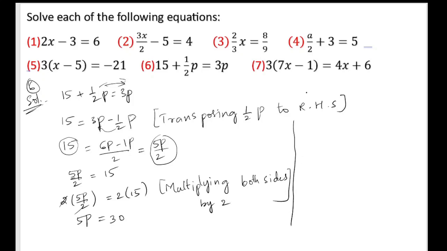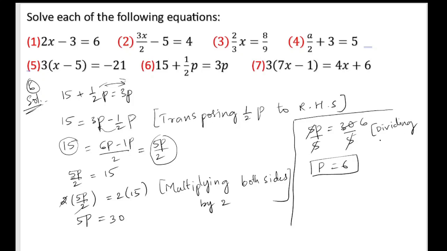Next we need to remove this 5. For that, 5 is in multiplication, so we will do the division. So 5p is equals to 30, divided by 5 on both sides. So 5 ones are 5, 5 sixes are 30. So p is equals to 6. Therefore the value of p is 6. So let us write down the reason. Dividing both sides by 5.